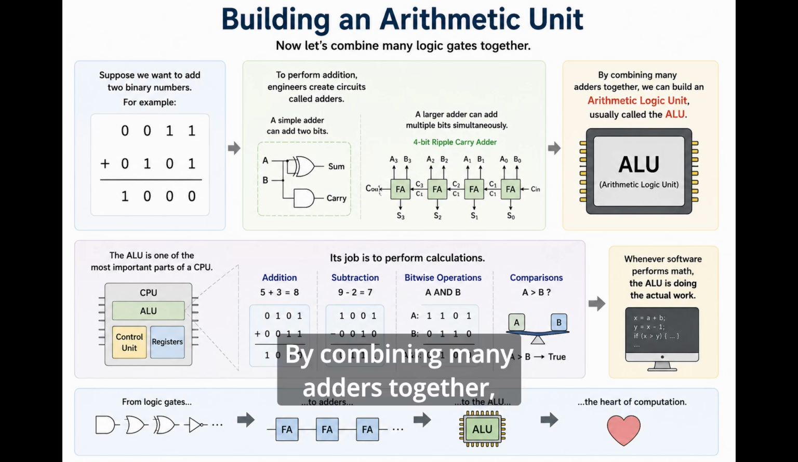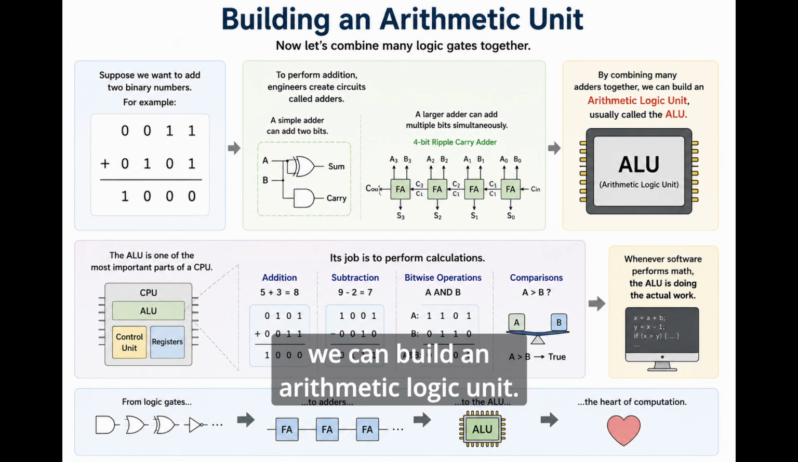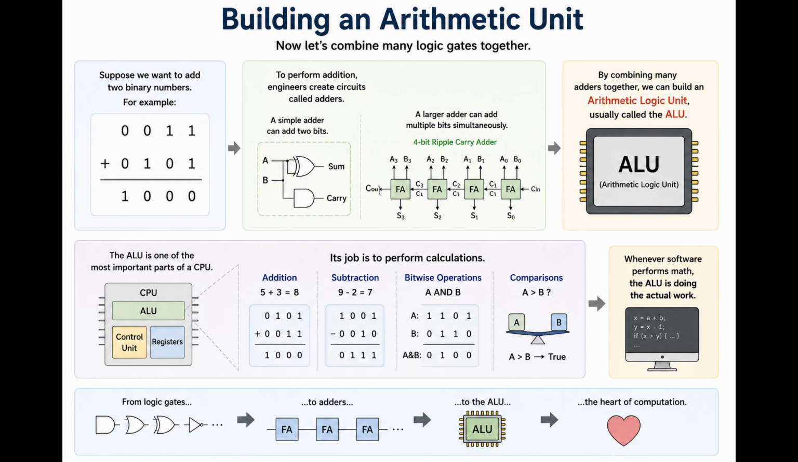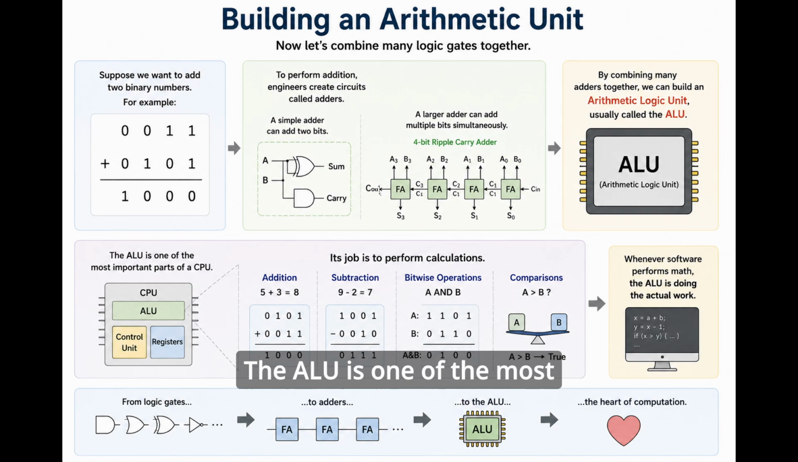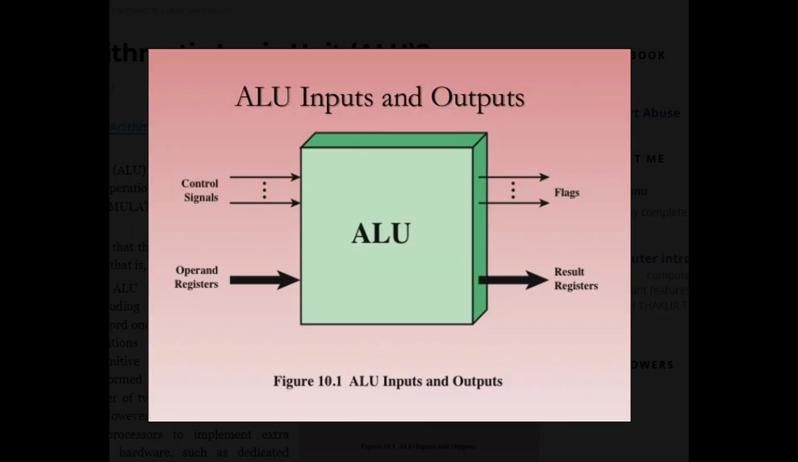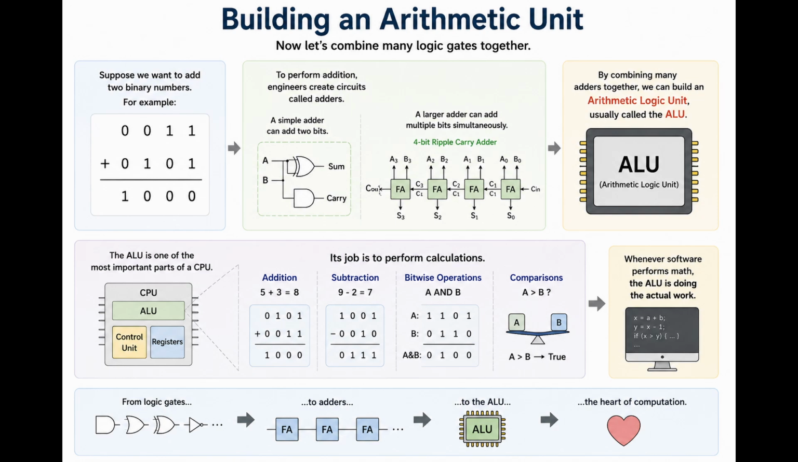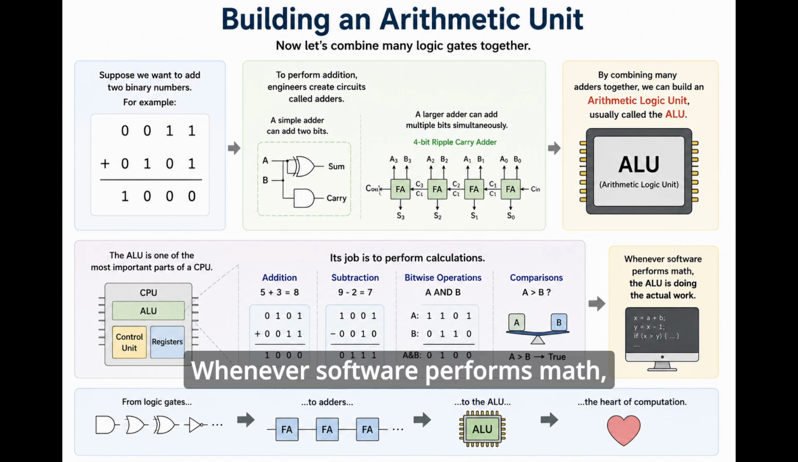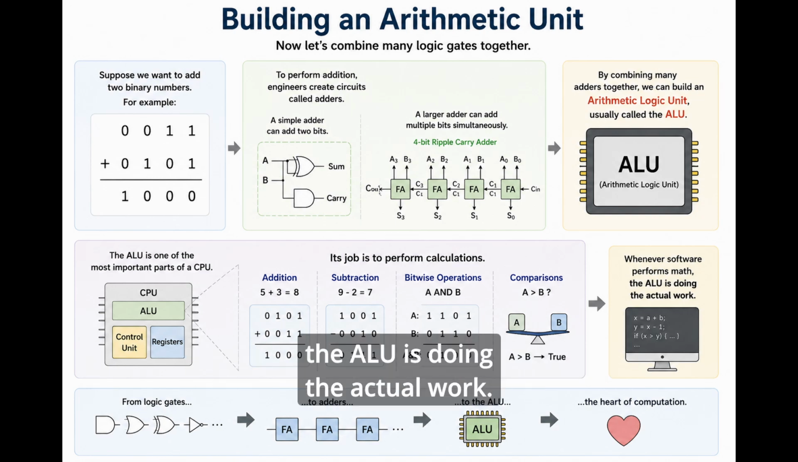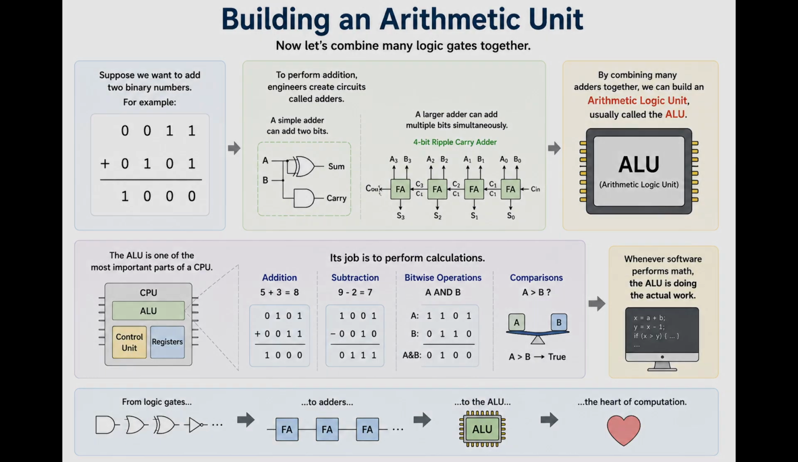By combining many adders together, we can build an arithmetic logic unit, usually called the ALU. The ALU is one of the most important parts of a CPU. Its job is to perform calculations: addition, subtraction, bitwise operations, comparisons. Whenever software performs math, the ALU is doing the actual work.